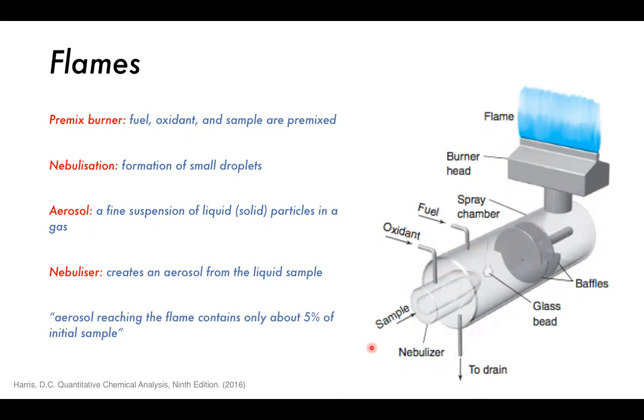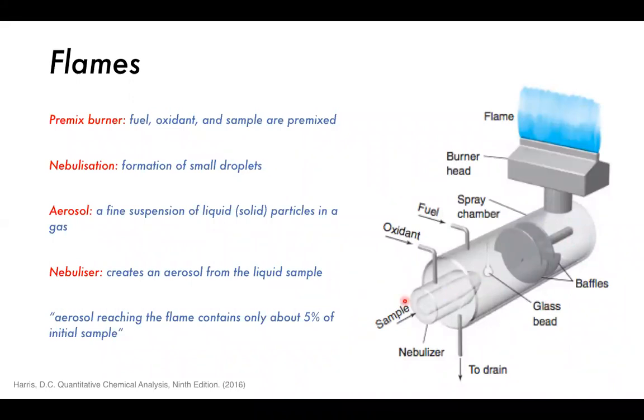So then once these things are mixed together with the sample, it passes up through the flame, it goes through the burner head, and then there has been some ignition of the flame. And so we're burning the sample in the flame, along with obviously the oxidant and the fuel. So the premix burner is where the fuel, oxidant, and sample are premixed. So this is this part here, this tube.